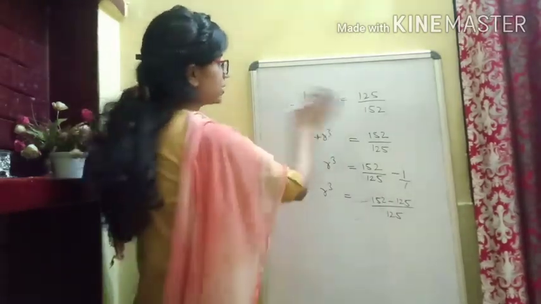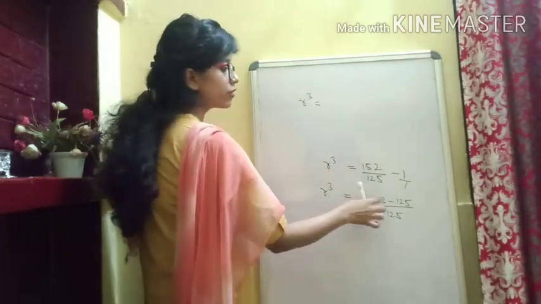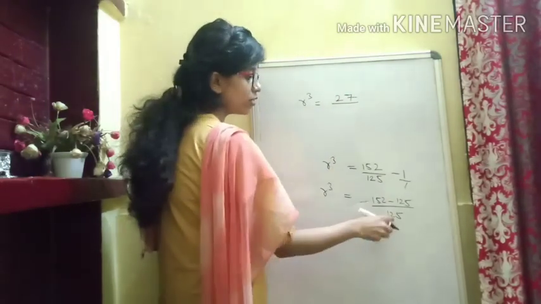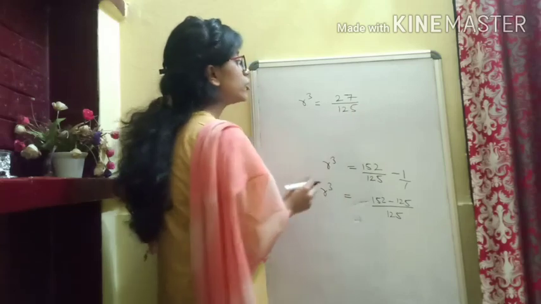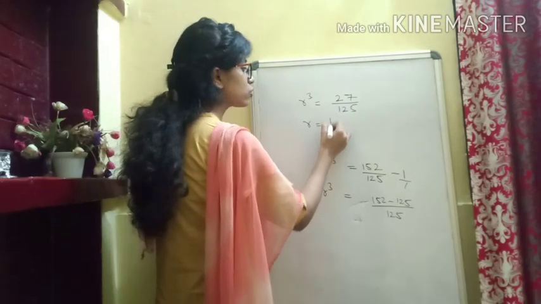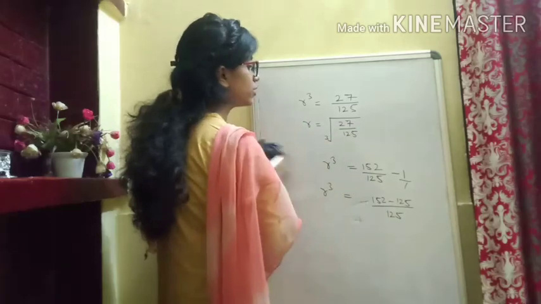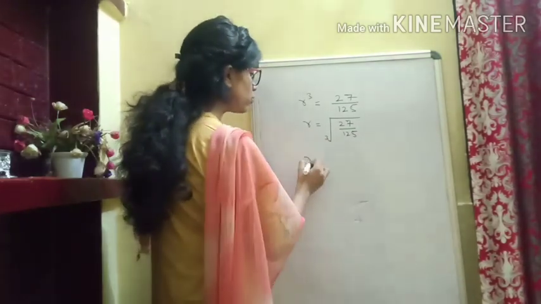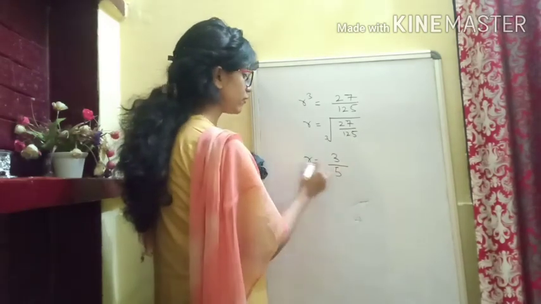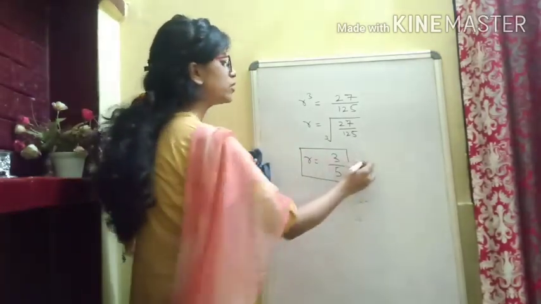Now if you see, this will further give you r to the power 3 equals, 152 minus 125 will give you 27, upon we have 125. To calculate r, we have to take the power 3 to that side. It will become cube root. So it will be cube root of 27 upon 125. Is it okay? Now you know cube root of 27 is 3 and cube root of 125 is 5. So the value of r is coming 3 upon 5, which is of course less than 1.